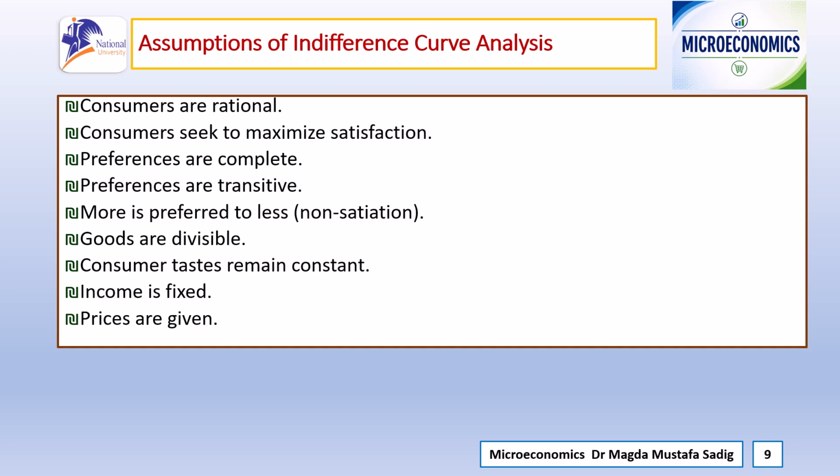The eighth assumption is that income is fixed. Consumers are assumed to make decisions with a given amount of budget. Finally, market prices are given. It means that consumers cannot influence prices. Instead, they accept market prices and make purchasing decisions accordingly. These assumptions provide the foundation upon which the entire indifference curve analysis is built.